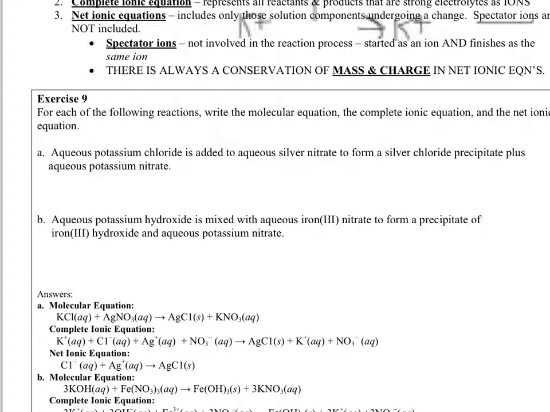Very important when you're writing your net ionic equations that there's always a conservation of mass and charge. Mass and charge. Ooh, meant to highlight that. Mass and charge. So let's take a look at exercise number 9 and see if we can complete one together. For each of the following reactions, write the molecular equation, the complete ionic equation, and the net ionic equation. So let's look at example A.